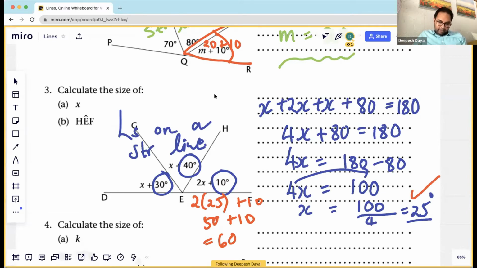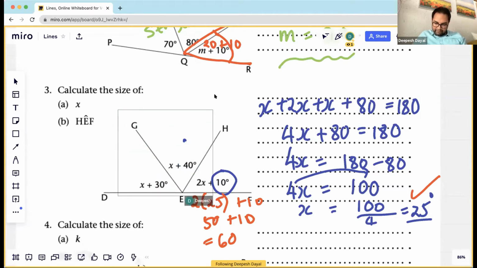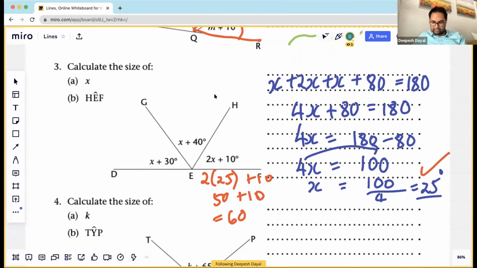Can you maybe type a word for me to describe how you're feeling about this section so far? Finding the missing angles. How are you finding this? Easy. Yay. Okay, great. This is nice to know because it does count a lot of marks, right?